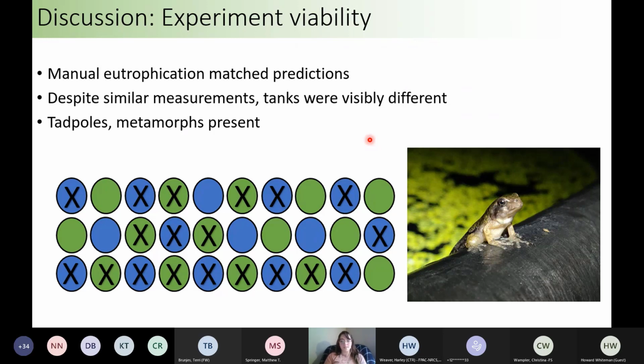Unfortunately, during the course of this experiment, there were tadpoles and emerging metamorphs present in many of my tanks, despite my best efforts to make sure all of those were out before I started. So this is just being considered an uncontrolled variation within this experiment. These were all of my tanks that were noted to have tadpoles or metamorphs.